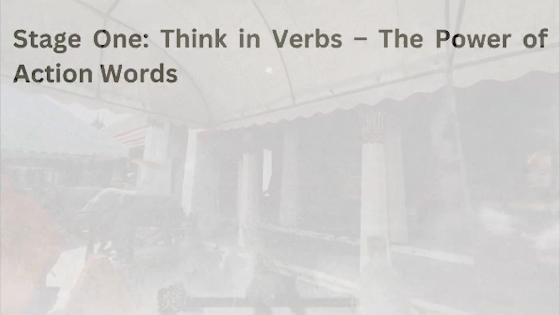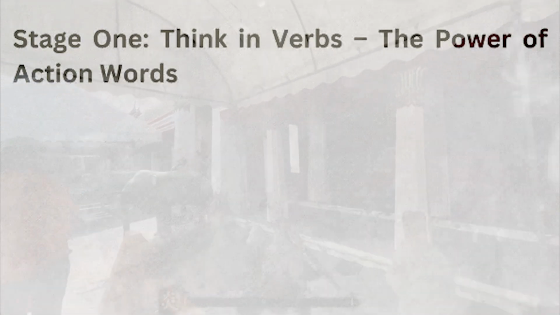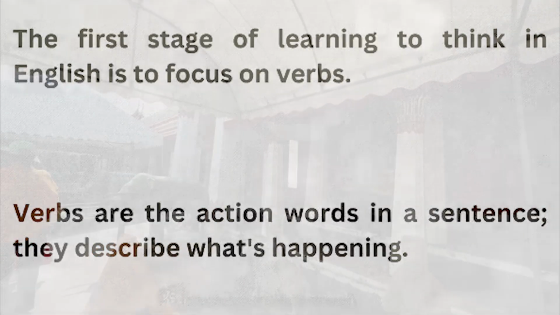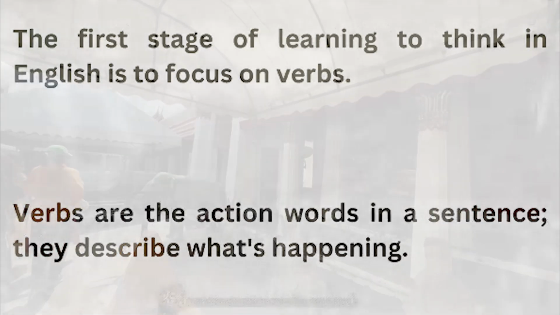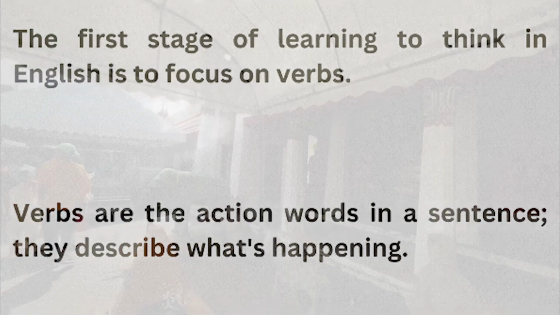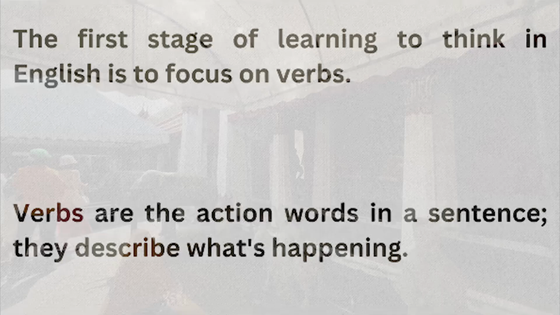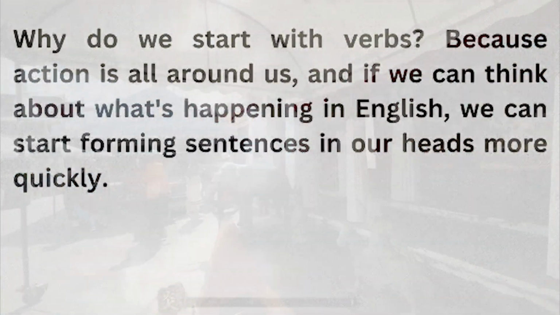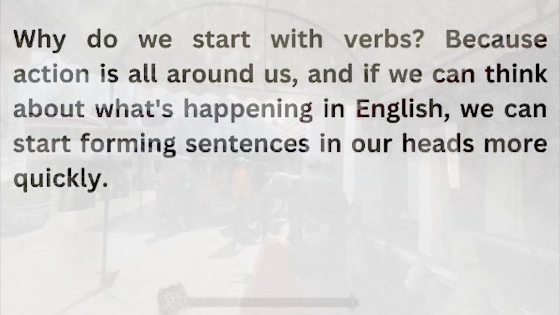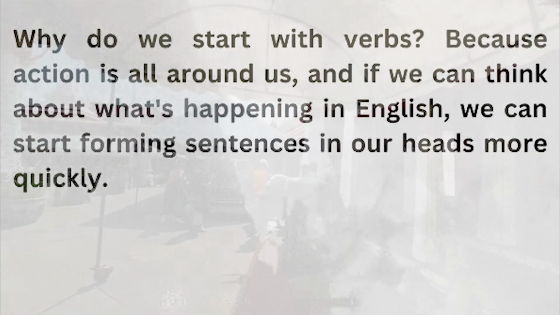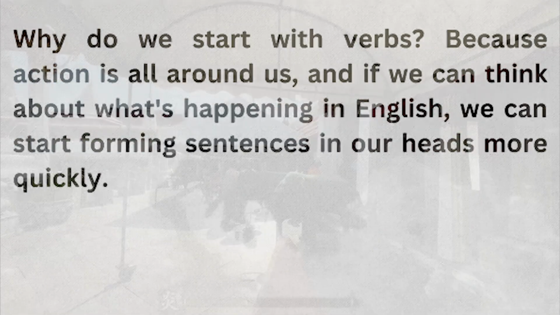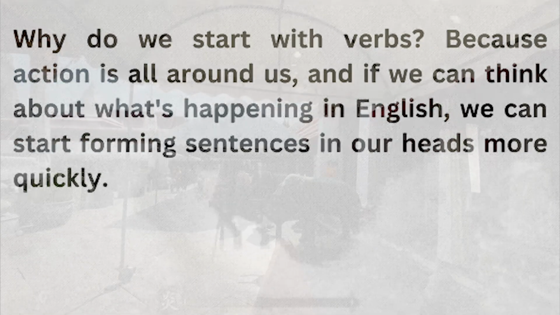Stage 1. Think in verbs, the power of action words. The first stage of learning to think in English is to focus on verbs. Verbs are the action words in a sentence. They describe what's happening. Why do we start with verbs? Because action is all around us, and if we can think about what's happening in English, we can start forming sentences in our heads more quickly.